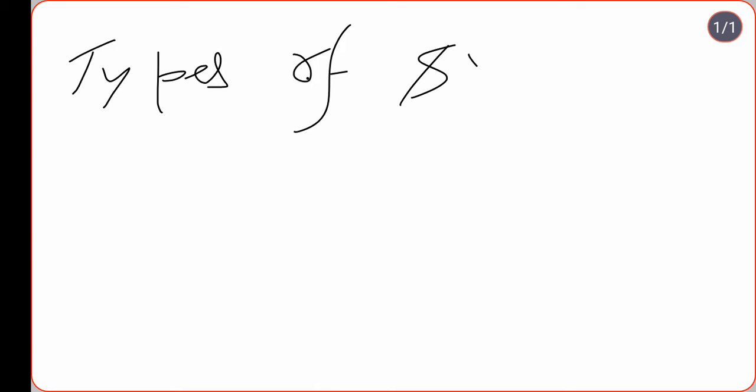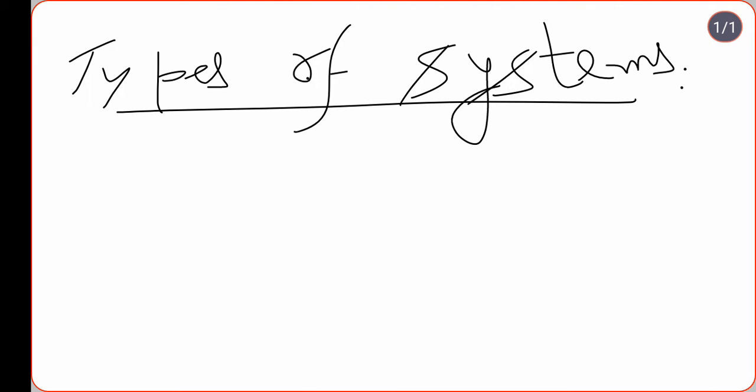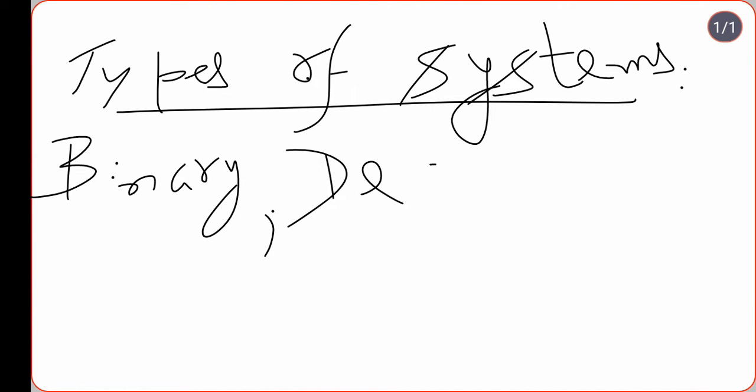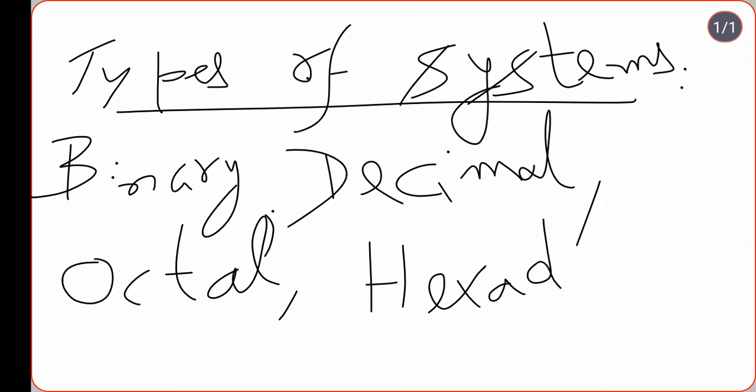We're going to study types of systems. Okay, we have mainly four types of systems. Number one is binary. Second one is decimal, followed by octal and hexadecimal.